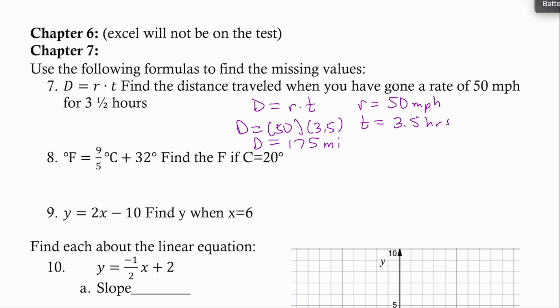Please, when there is a unit involved, write down the units. Don't just say 175. 175 what? Tell me that. Let's take a look at B. It says find the degrees Fahrenheit if the Celsius is 20 degrees. So let me write down the formula.